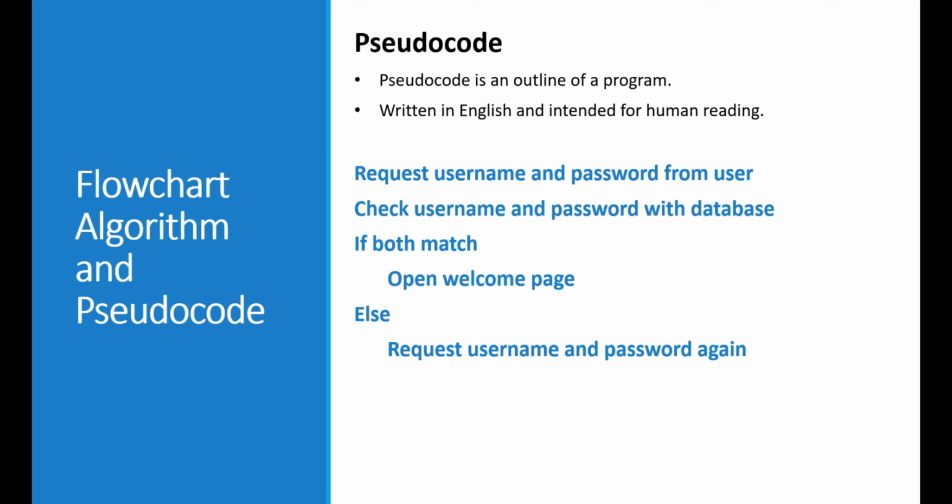Now, for example, if we were to design, again, that login system that we saw, the pseudocode might look something like: prompt user for username and password, check database for matching credentials, if the credentials match, grant access, otherwise display an error message. Now, this logical outline is going to make it a lot easier, like I said, to translate this into actual code at a later time.